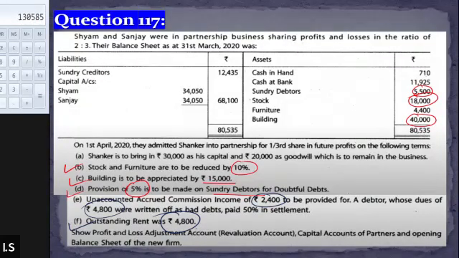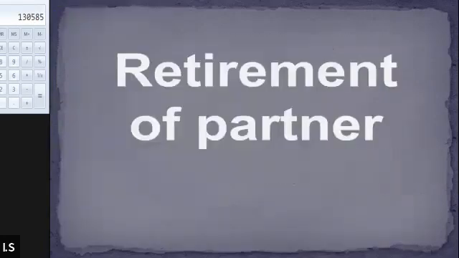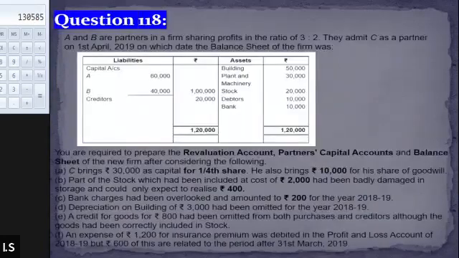All right, everyone. So this is all about the admission of partner. Now we'll move to the next topic, which is the retirement of partner. And I'm giving you one question for your homework. Please take the screenshot of this question, 118. It will be your homework. This is based on the admission of partner. In this question also, you need to prepare the revaluation account, the partner's capital account, and the balance sheet. All right, everyone, taken screenshot. Yes.